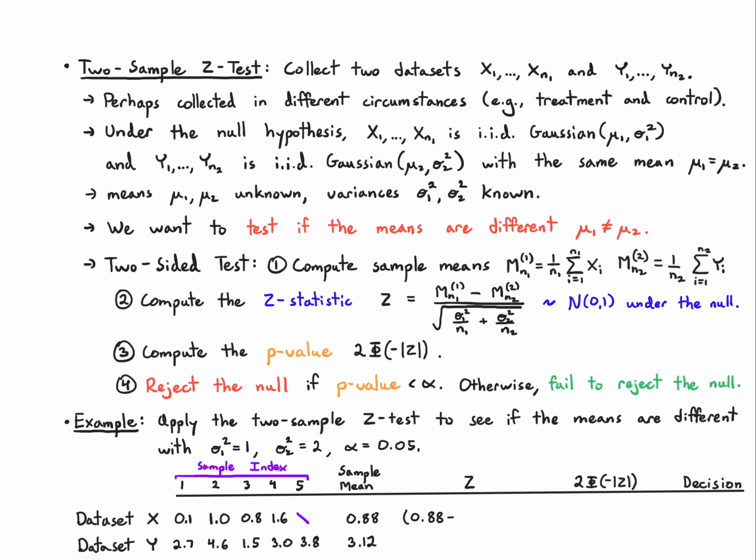The z statistic will be 0.88 minus 3.12 divided by the square root of 1/4 plus 2/5. Okay, so that's going to be the variance of the data from x, which is 1, divided by the number of points in x, that's 4, plus the variance for y, which is 2, divided by the number of points in y, which is 5. Take the square root of the whole thing. This works out to be minus 2.78. When I plug this in, I get a really small p-value, 0.0054, which is less than alpha, so I reject the null.